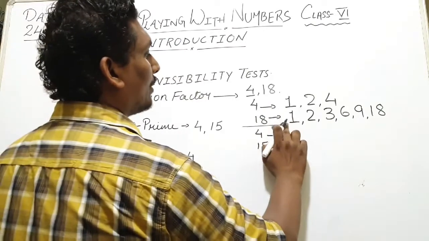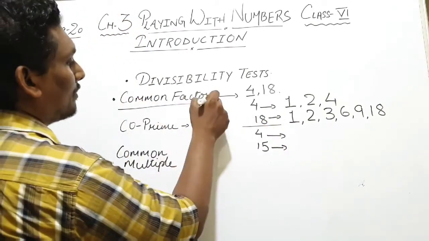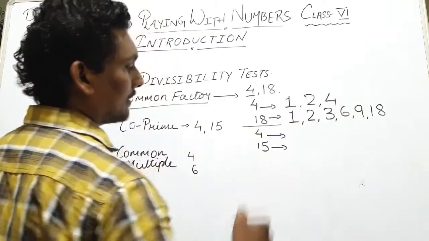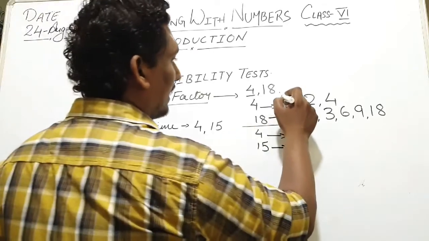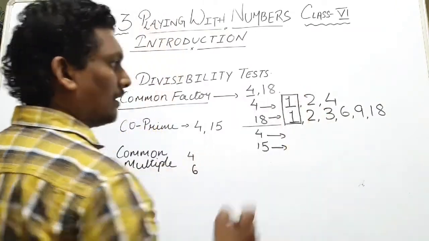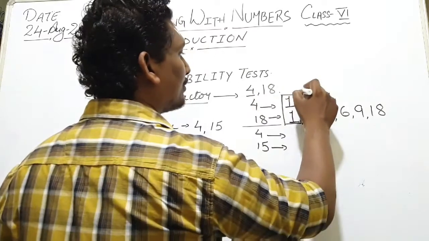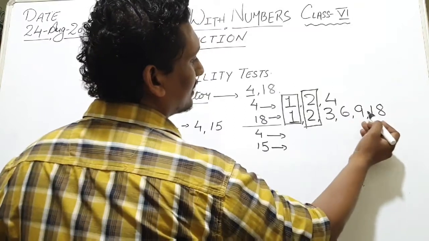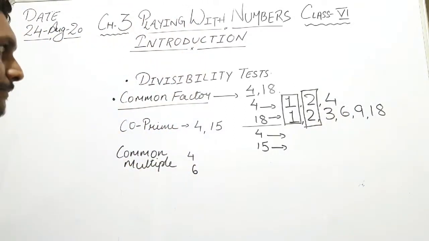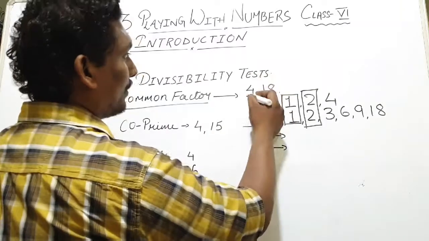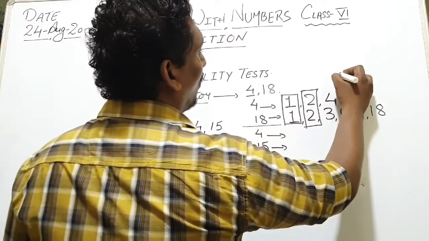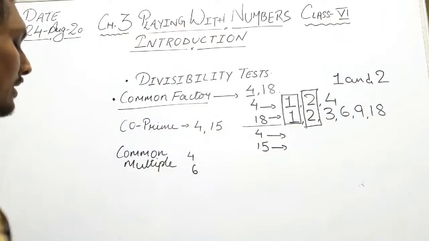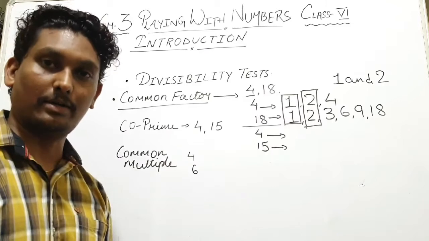So here we are going to find out the common factor. Our first topic is common factor. Common means we have to find out which numbers are same here. Okay, so you see that 1 is same here, right, and this 2 is also same, let's check it out. 4 is there or not? No. 4 is there, no 3, 6, 9, 18. Okay, so here the common factor of 4 and 18 is 1 and 2. Okay, so in this way we have to find out the common factor.